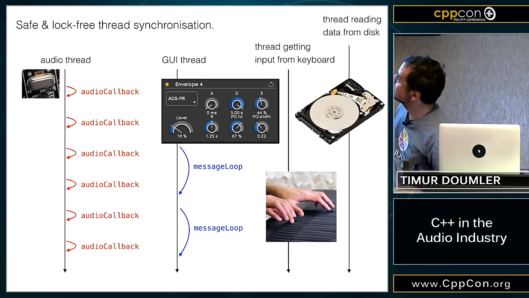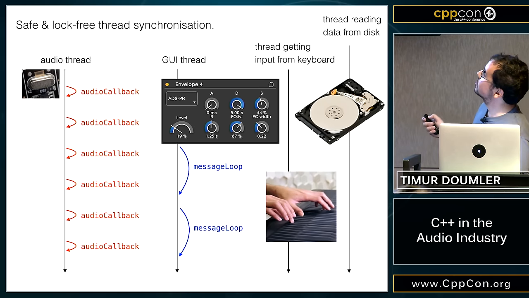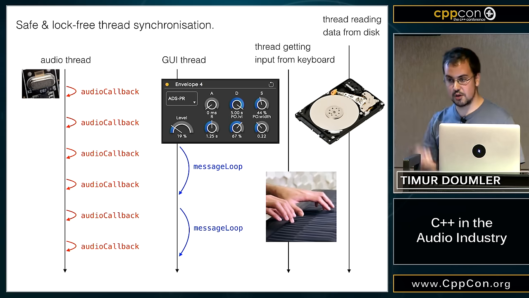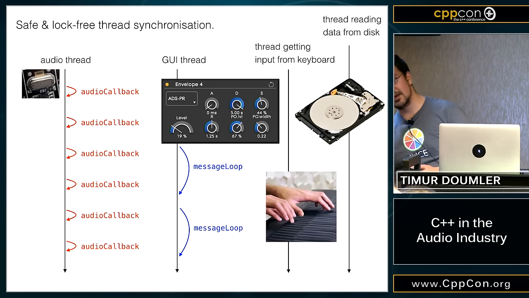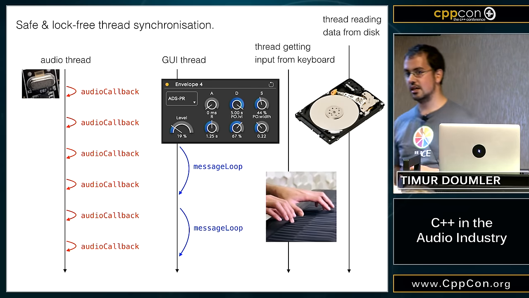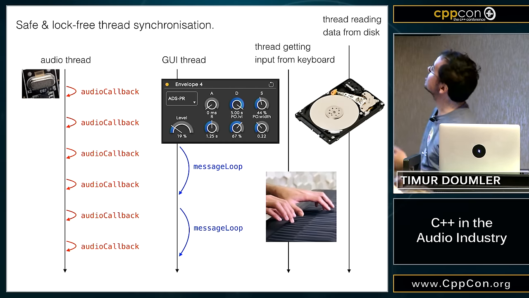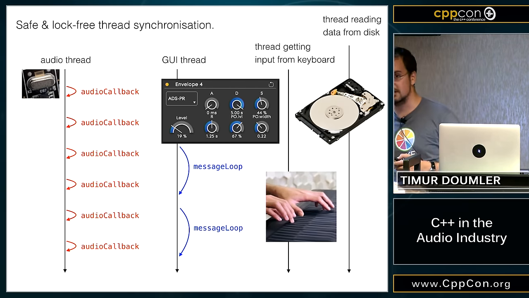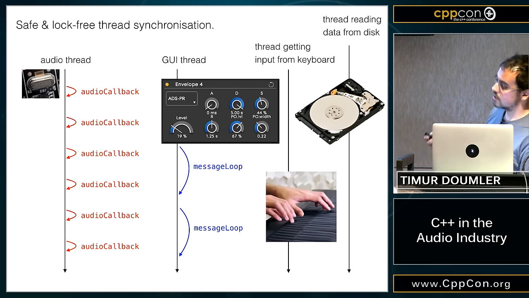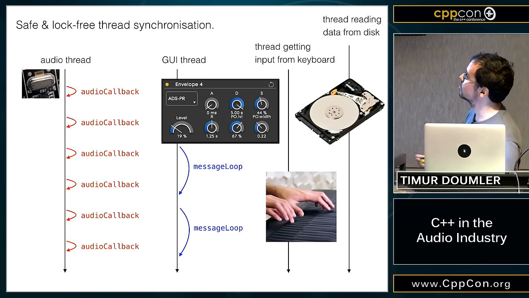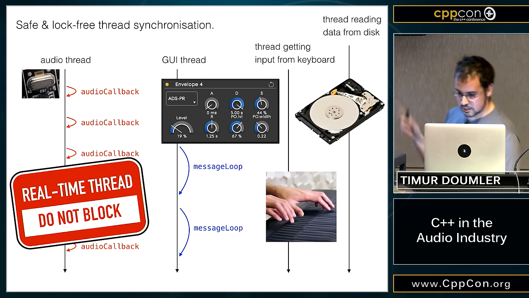So here's basically the situation. You have one audio thread, which always gets these audio callbacks: give me the next buffer, give me the next buffer, give me the next buffer. And then maybe you have another thread with the GUI, the graphical user interface, where the user can turn some knobs, and these will have an effect on the audio. And this maybe runs on some kind of message loop. Then maybe you have some hardware connected, where somebody plays on a keyboard, and the keyboard sends messages to your application. We have protocols for that, like MIDI and OSC. And you have a thread which receives these messages. And then maybe you have another thread that reads or writes data from and to the disk. And somehow you have to synchronize all these things, but you have to guarantee that your audio callback will always be real-time safe. That's the big challenge in audio software. Basically, this thread should never block.